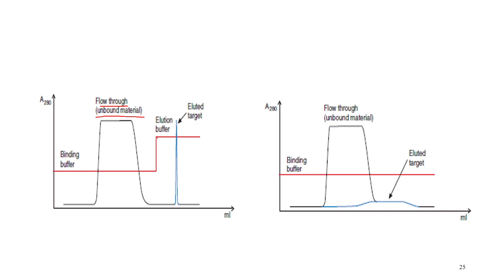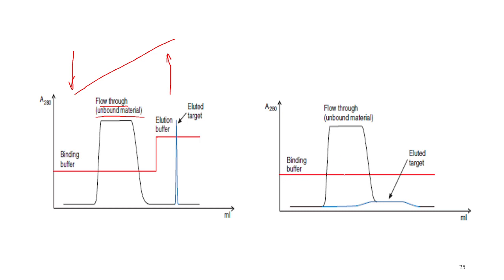And then what happens as this line starts moving is that your binding buffer starts decreasing and your elution buffer starts increasing. So in this way you can actually create a gradient, where you have a decreasing concentration of your binding buffer and an increasing concentration of your elution buffer. So this is decreasing and this elution buffer is increasing, and in this manner you can actually elute your protein.